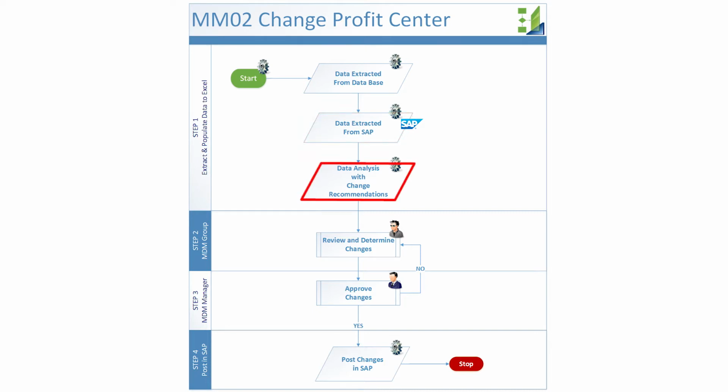In stage three, a business rule is utilized and the defective data is automatically analyzed against the logic table data, and based on the business rule, the recommended changes to the data are written to the Excel file.